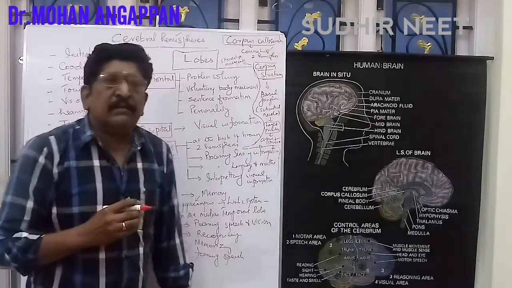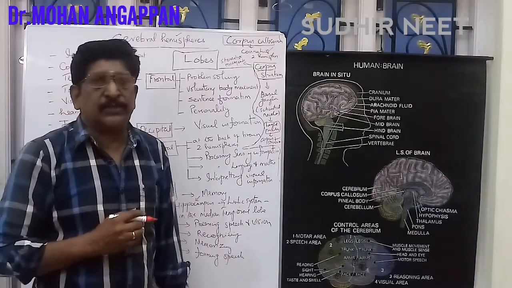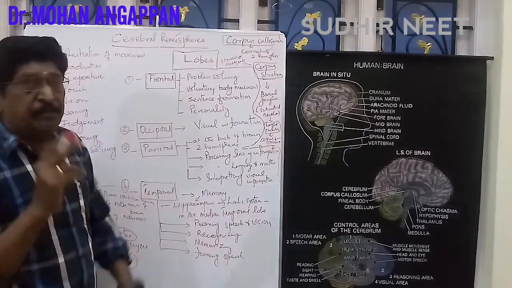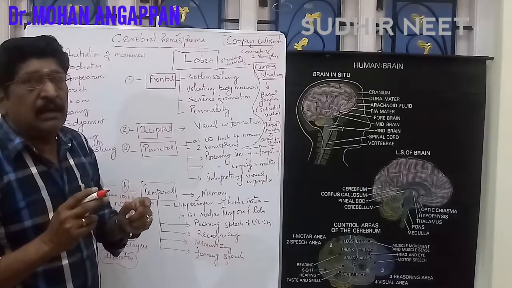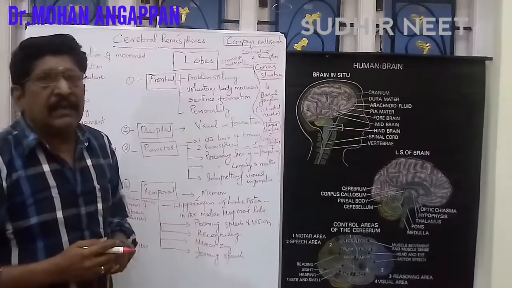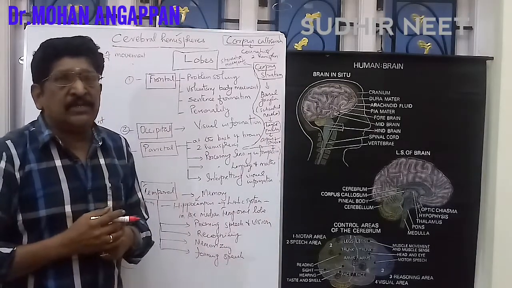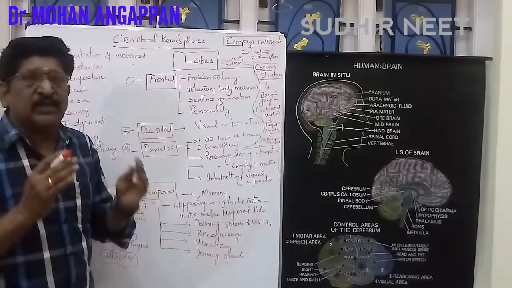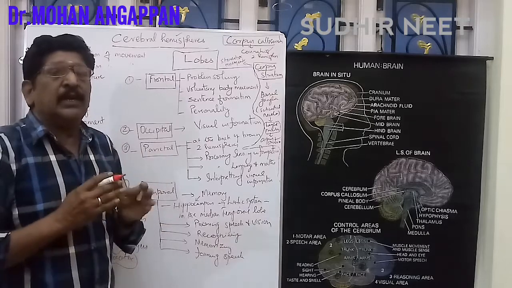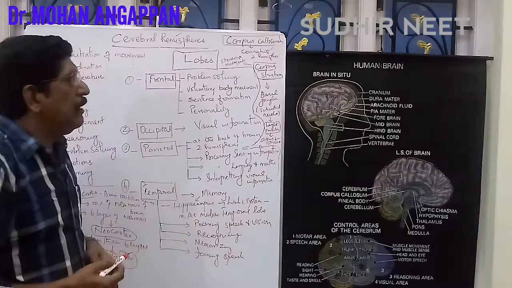See, our brain has got more than 100 billion neurons, out of which 10% lies in the cerebrum. A cerebrum contains 10% of the whole neurons of the brain. So the brain has got more than 100 billion neurons, and 10% of the neurons are present in the cerebrum.